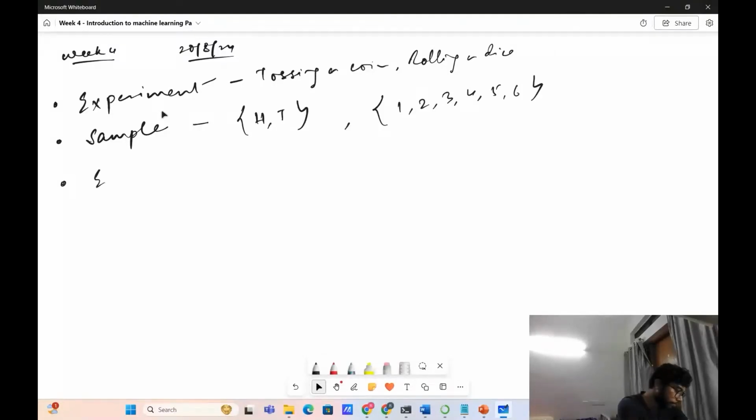Now, event. An event is when you select a particular value from your sample space. Let's say x is some variable which can take either heads or tails. So x is the outcome of your experiment, which is tossing a coin, and that variable can take either heads or tails. The event is when x takes a value h. That is one event. Another event could be x takes a value tails. So these are events.